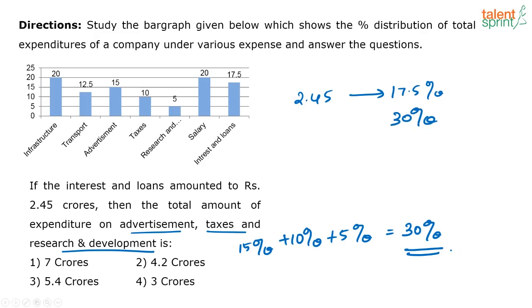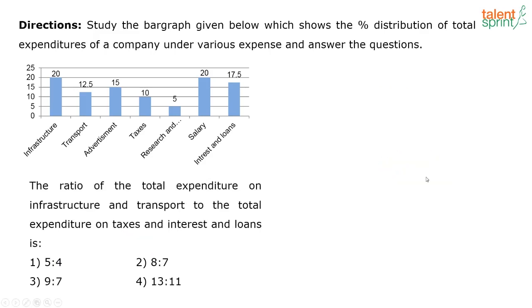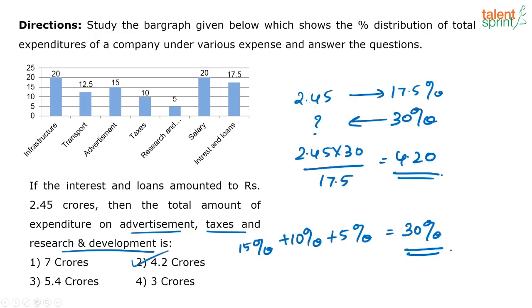They are asking you how much will this amount account to. So if 17.5% accounts to 2.45 crores, 30% will account to how much? 2.45 into 30 by 17.5. So when you solve this, you get this as 4.20. So the correct answer is option 2.